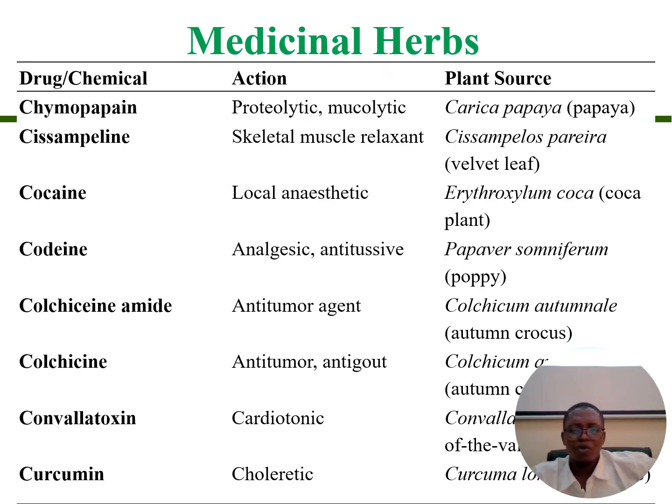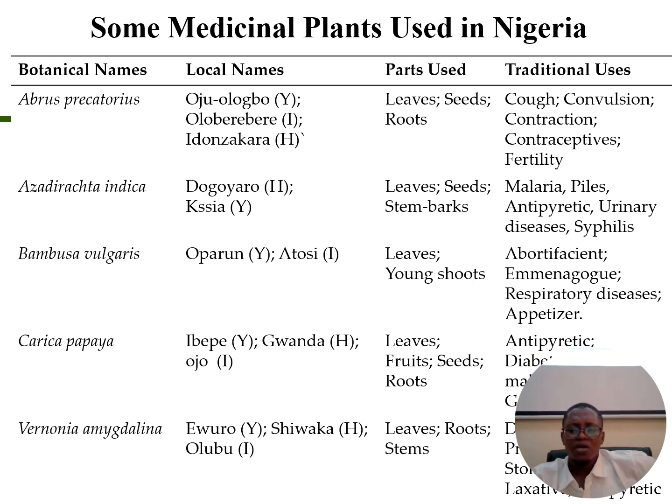So we have cocaine, which is used as an anesthetic, from Erythroxylum coca, which is called the coca plant. We have codeine, which is an analgesic and antitussive, from Papaver somniferum. We have colchicine, which is an anti-tumor agent, from Colchicum, and we have curcumin, which is a choleretic, from Curcuma longa. So these are the drugs gotten from medicinal plants, and we have many of them, but that was just an example.